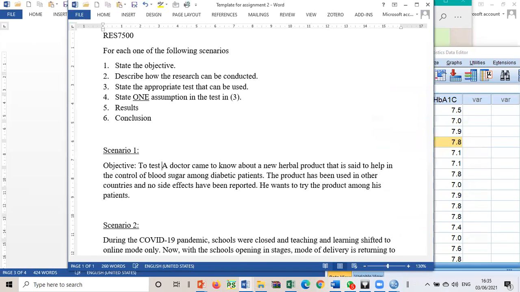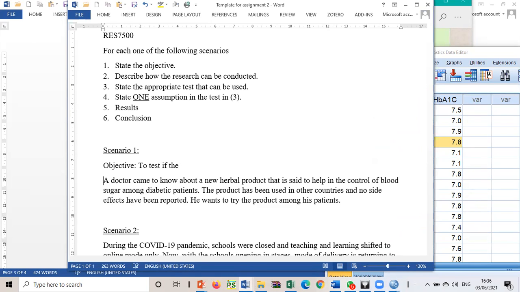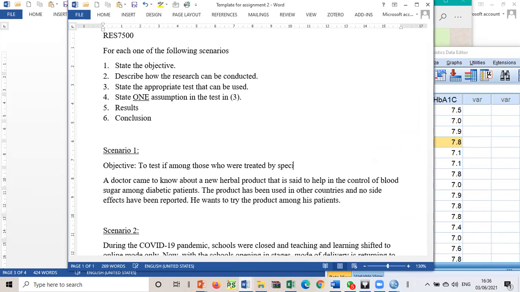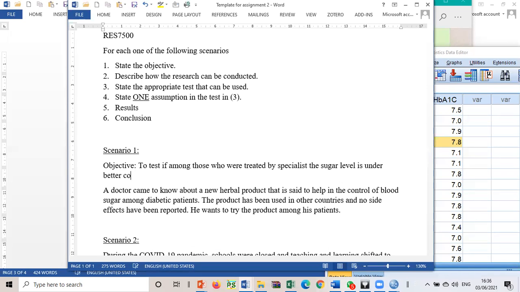To test if among those who were treated by specialists, as if among those who are treated by specialists, the sugar level is under better control compared to those, right? Right. Compared to those who are treated. We're talking about the same thing.